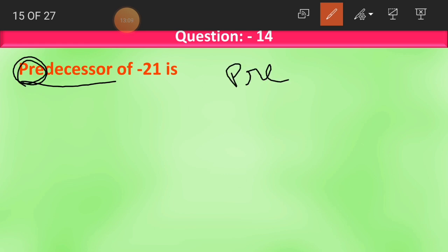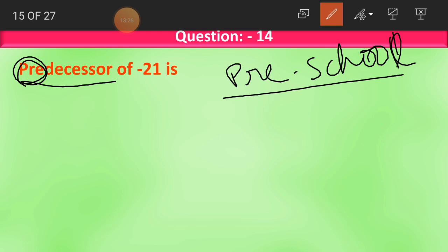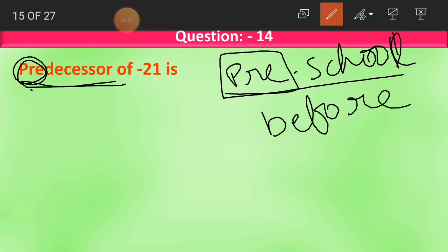When we say preschool, it is the school for very little children. It is like a school before school. Before joining nursery or UKG, nursery or LKG in the school, children are sent to preschool. This is the school which they go before joining the actual school. So the word pre means before. In the same way, predecessor means a number which comes before a given number.